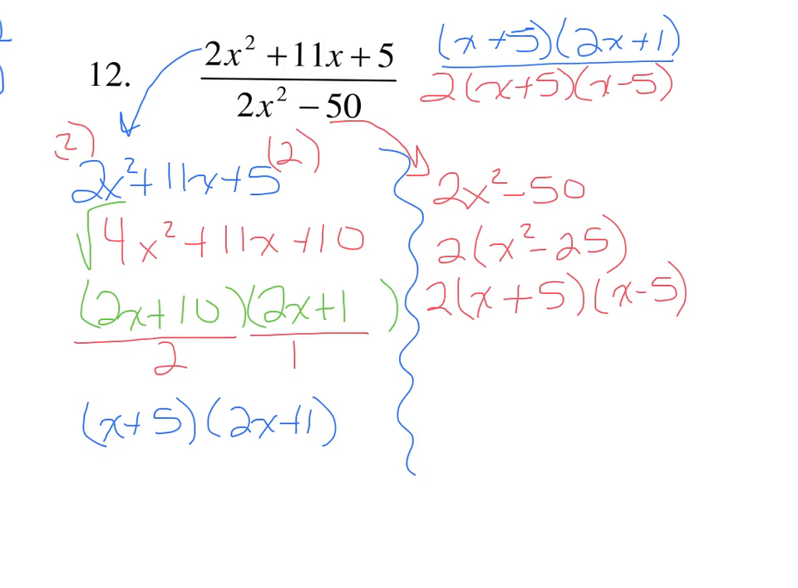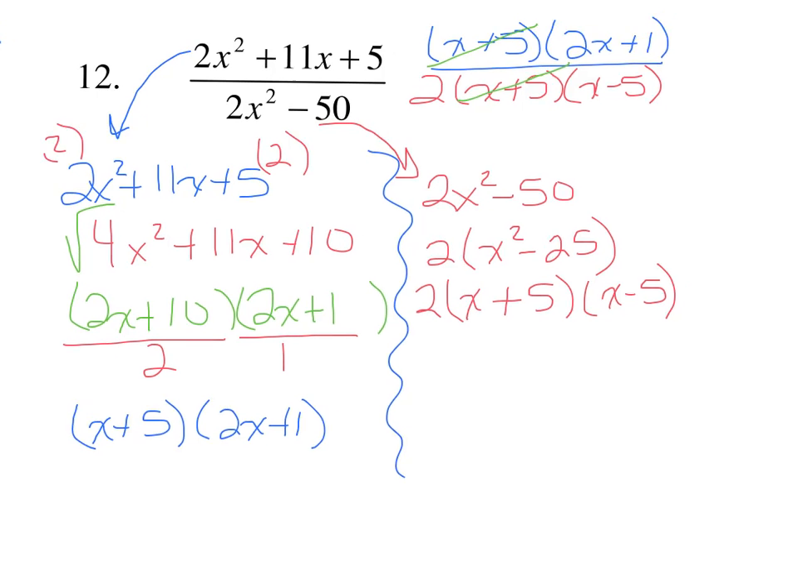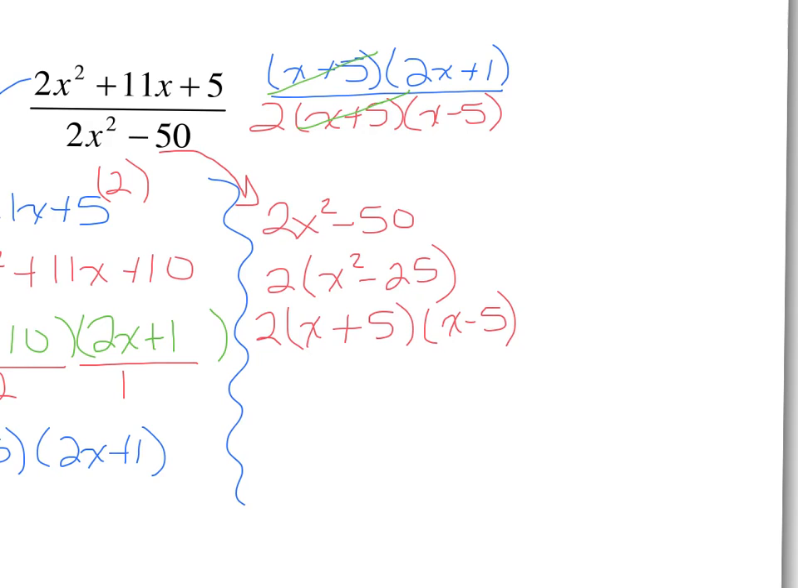And now I can cancel or reduce the x plus 5s. And I'm left with, in the numerator, 2x plus 1 over, in the denominator, 2 times x minus 5. And I'm going to say this again. These 2's are not going to cancel. This 2 in the denominator is a factor, but this one up here is a term. So you cannot cancel that like that.